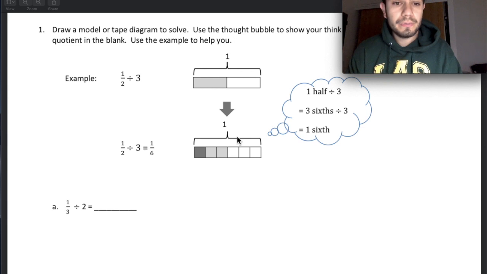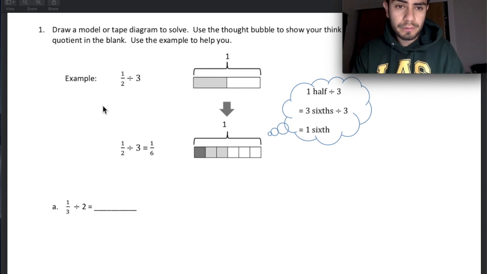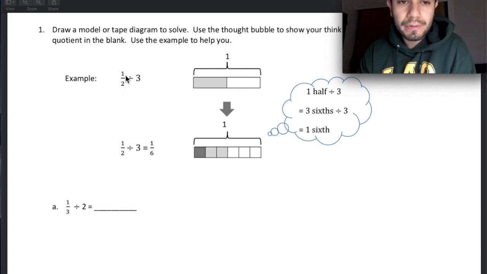Everyone. We're going to be doing division of fractions in this lesson, and it's pretty simple. So let's get to it. Now, in this first example, they showed you how to do 1/2 divided by 3.